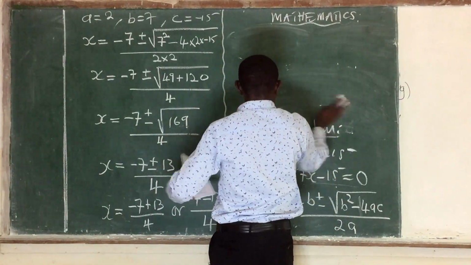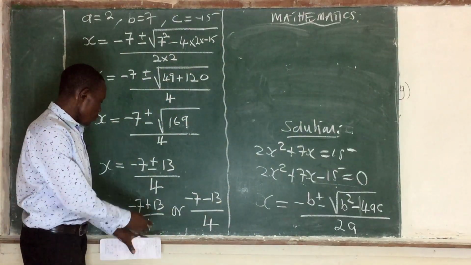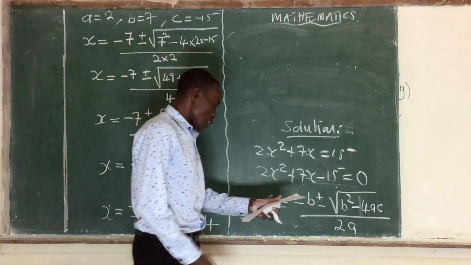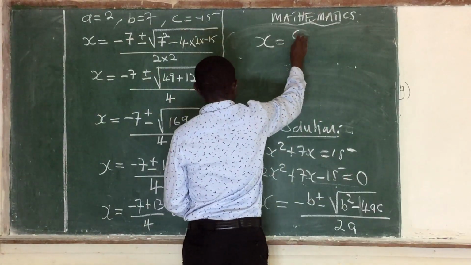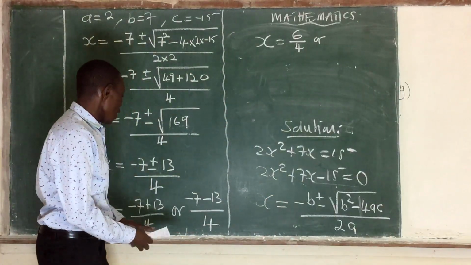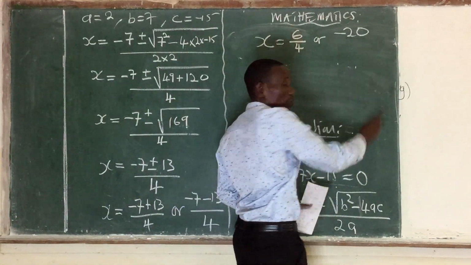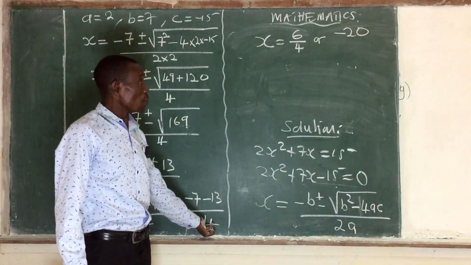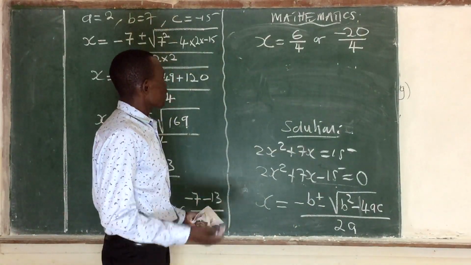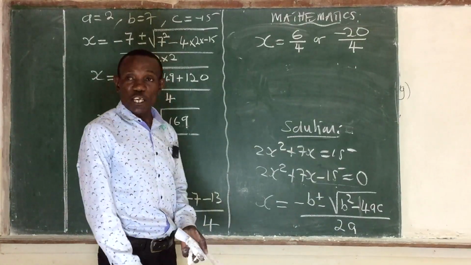Right. For the first one, where we've got x equal to negative 7 plus 13 over 4, you first simplify the top numbers. Negative 7 plus 13 gives you 6, which will now be 6 divided by 4. Then here, negative 7 minus 13 obviously gives you negative 20, and that negative 20 has to be divided by 4. So like that, x is equal to 6 over 4, and x is equal to negative 20 over 4.